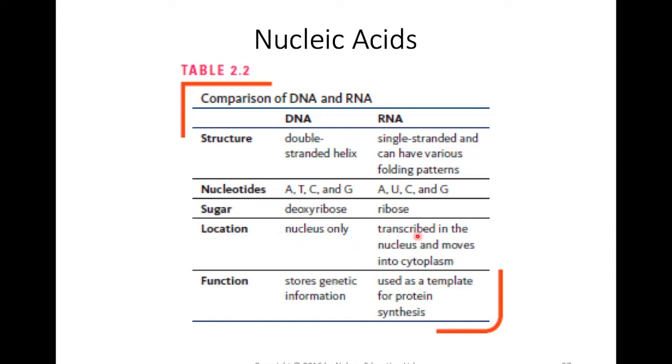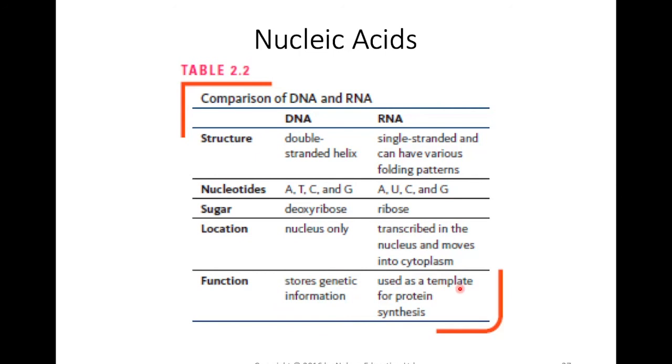Okay, so RNA is transcribed in the nucleus, but we have these nuclear pores that allow the messenger RNA to then move into the cytoplasm, right? That's the jelly-like suspension medium inside of our cells, okay? And then that's where the protein is going to be made from that messenger RNA. The function, DNA acts as the store of our genetic information, and RNA is used as a template. That's key, okay? So RNA is like a working copy of our DNA.